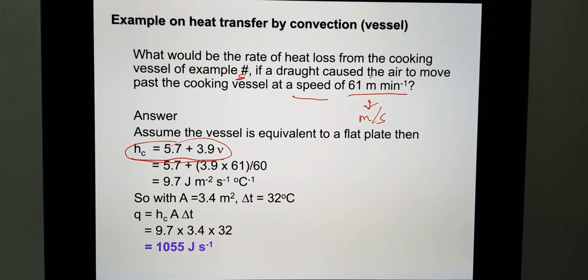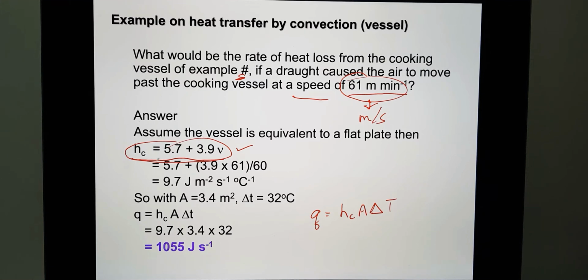That's why you need to calculate this particular velocity of air. Turn it to become meter per second first, then you will know why this particular equation is being selected. Okay, so calculate for the value of Hc, because now you need to calculate for the value of Q, but you need to use the equation of HcAΔT.